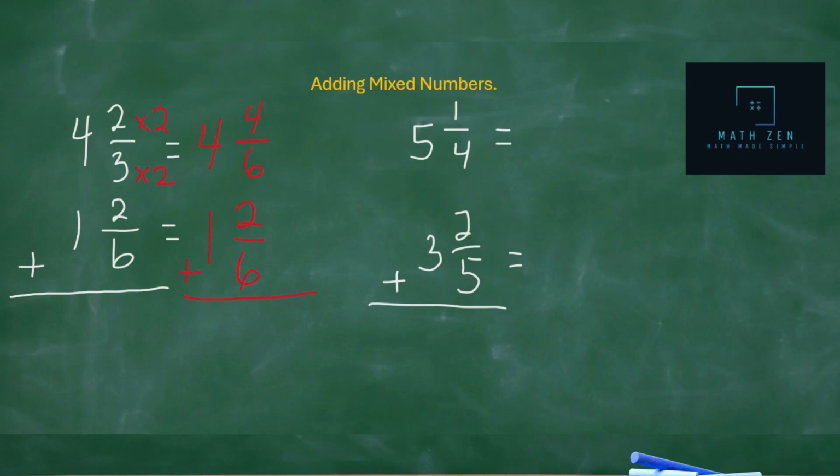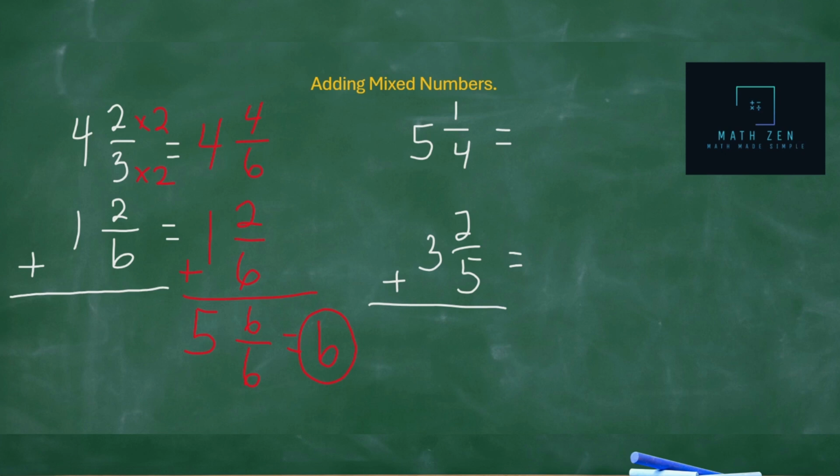So when we add this up, our whole numbers are 4 plus 1, which gives us a 5. And then numerator plus numerator, 4 plus 2, is 6 over 6. And if you know anything about fractions, you know that 6 over 6 is just equivalent to 1. So really it's 1 plus 5 for a final answer of 6.